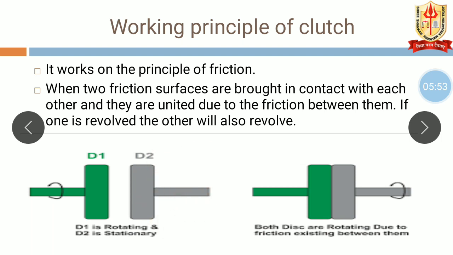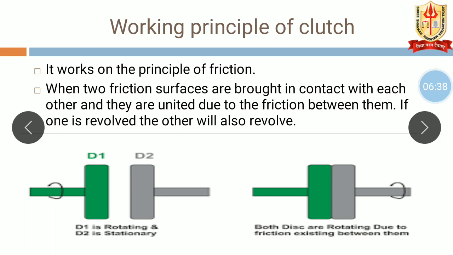When we put D1 and D2 together, they unite and combine and become a single unit. Due to the friction between the surfaces of D1 and D2, this is going to act as a single unit, and whatever rotation D1 has, D2 is going to rotate with the same rotation. What is the responsible factor in between? That is friction, it happens due to friction only.